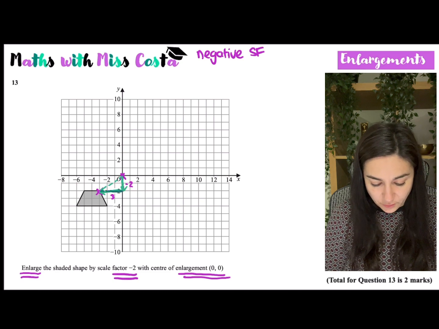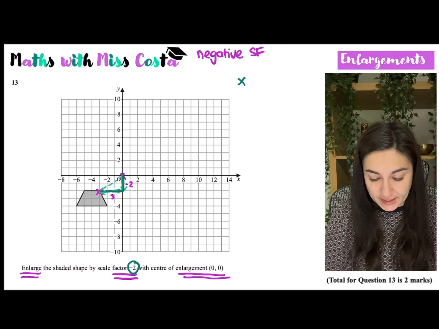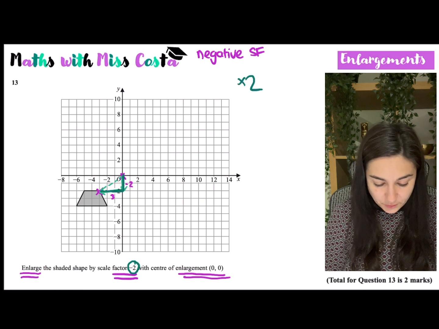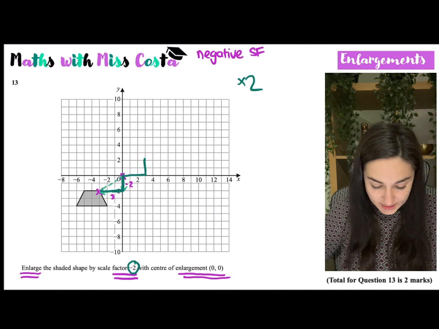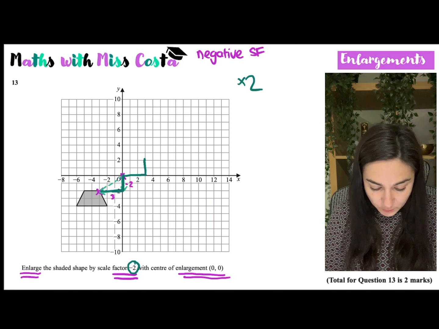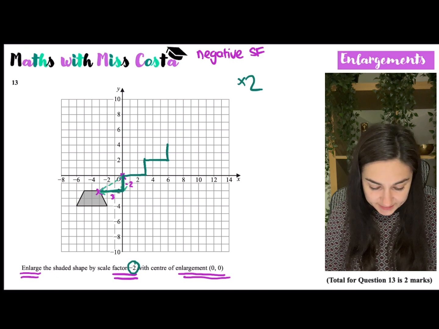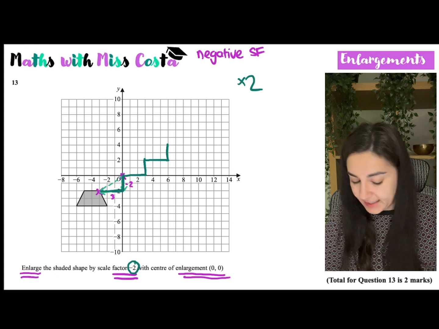So I'm going to go across 3 and up 2, and it's a scale factor of -2, so it's double that. So I go across 3, up 2, and then I go across 3 again and up 2, and do that once more. So across 3, up 2. So my first coordinate would be 6, 4.